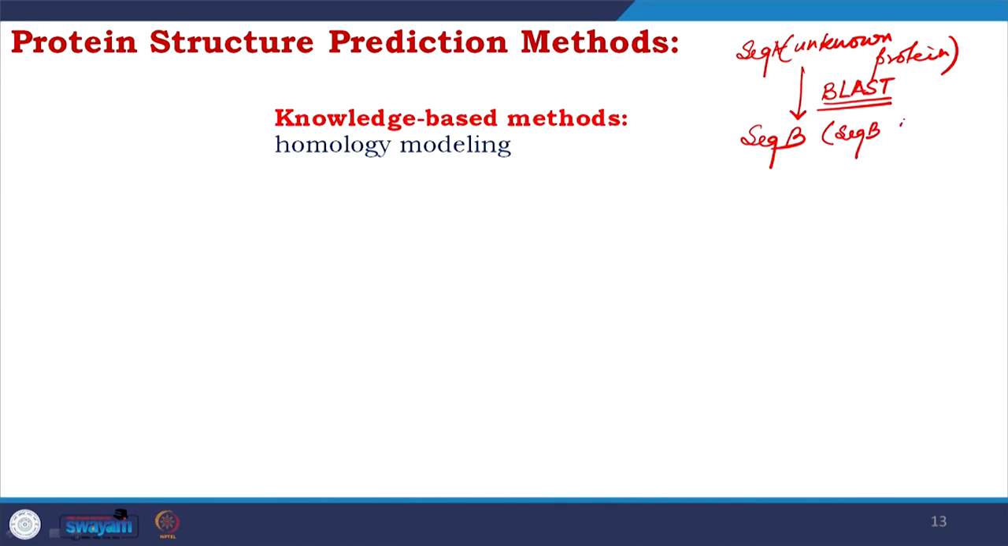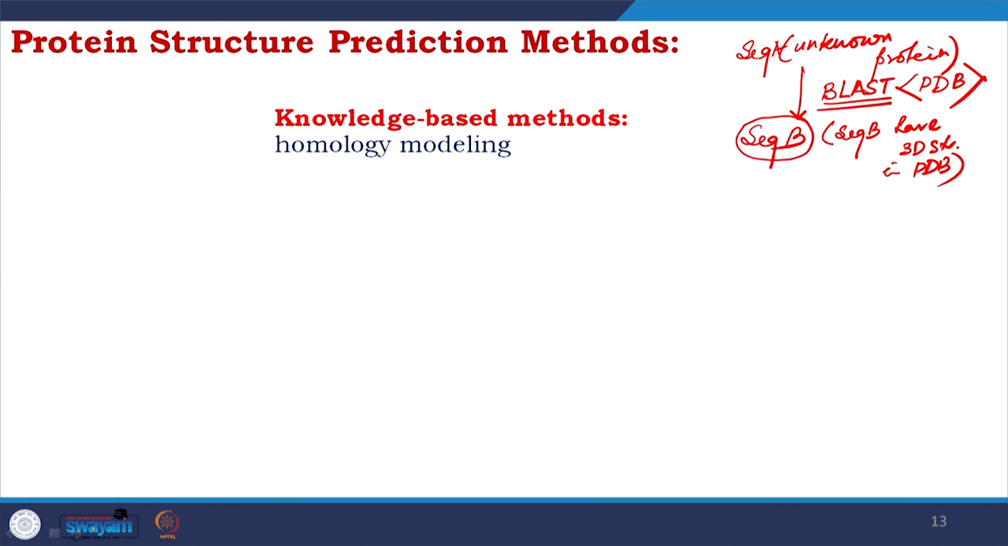but that is not the only criterion for searching out sequence B. Another and a must criterion to select sequence B is that sequence B has a 3D structure in the PDB database, if you remember. So, when you do BLAST, you put a condition to search the RCSB PDB database. We know every sequence deposited in RCSB PDB has a structure related to it. That is why they are in the Protein Data Bank. So, if you get a sequence B related to sequence A in the PDB, it would have a structure. We will use this structure to predict a model of sequence A. This is the process which we call homology modeling.